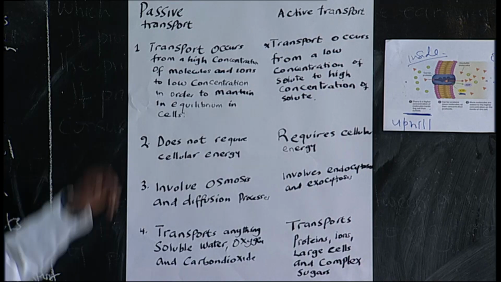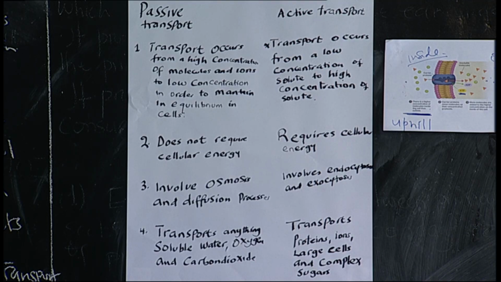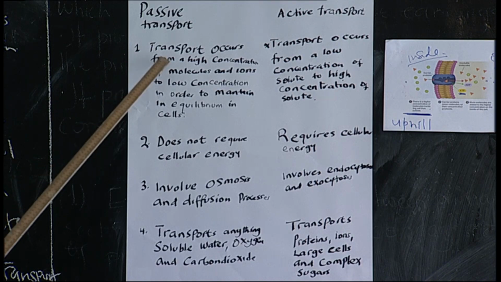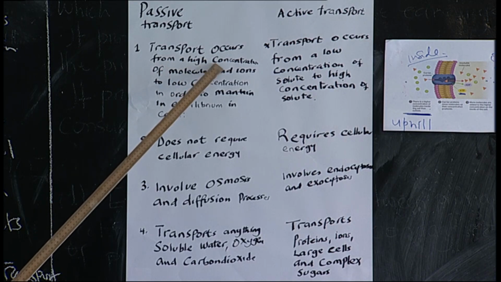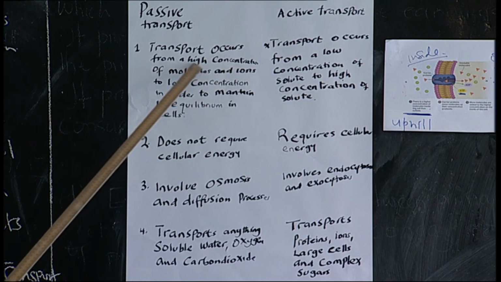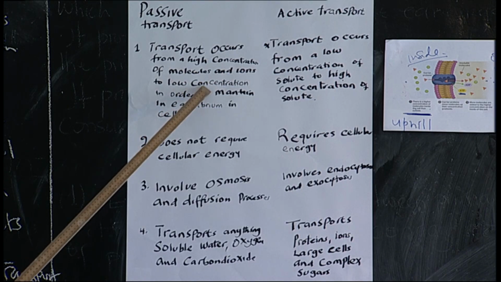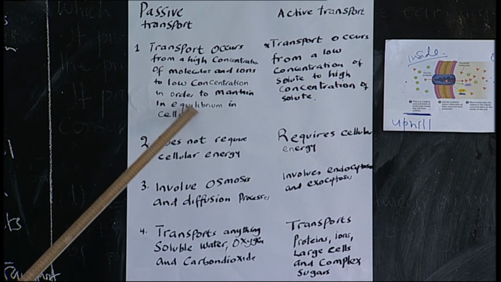Let's talk about the differences. Here are the differences. Number 1, transport occurs from a higher concentration of molecules and ions to a lower concentration in order to maintain equilibrium in cells.